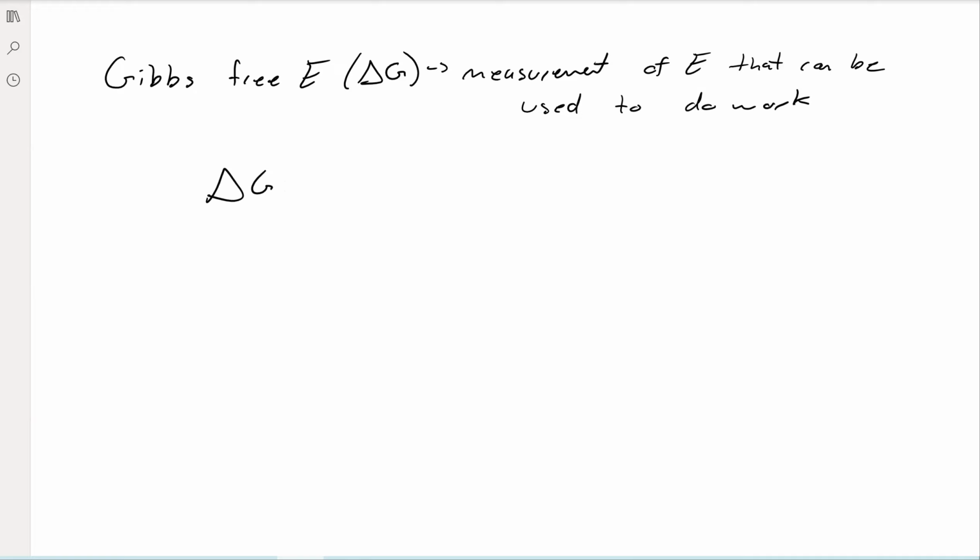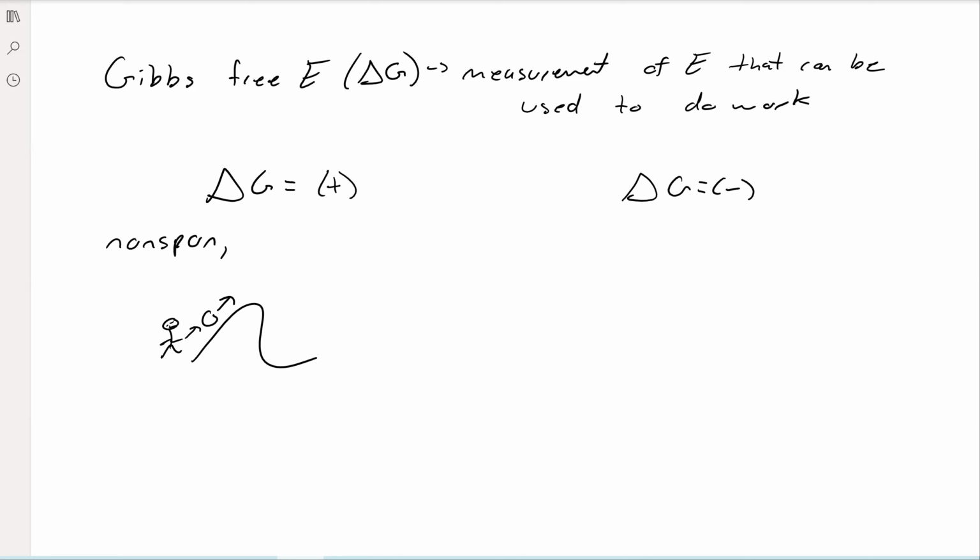And remember, there's two main possibilities for delta G. It can either be positive or it can be negative. If it's positive, we can imagine that you're pushing a ball up a hill, right? So you're that little dude here, and then you're going to push this ball up the hill. If you think about pushing a ball uphill, this is a non-spontaneous process, aka it won't happen on its own, right? The ball is not just going to climb up this hill. There's going to be energy required to do so.